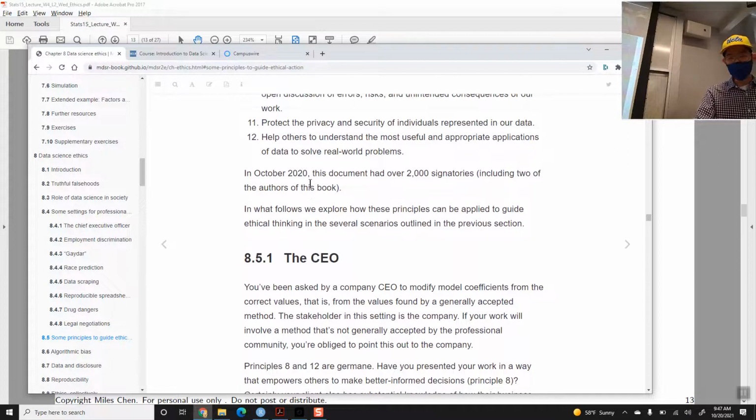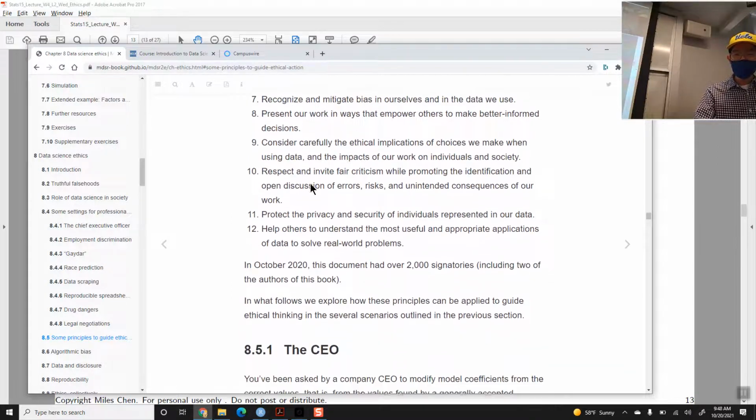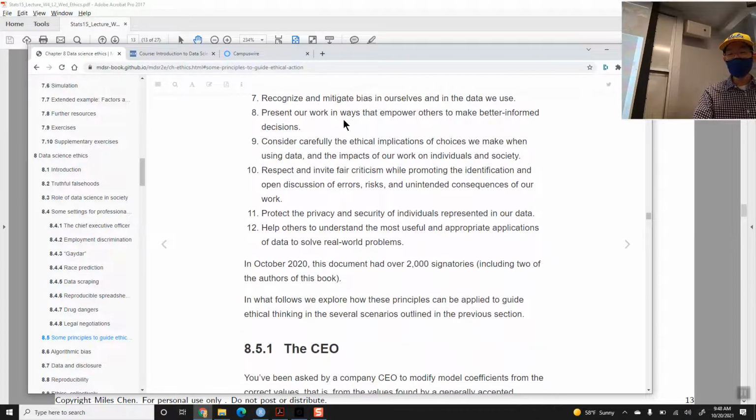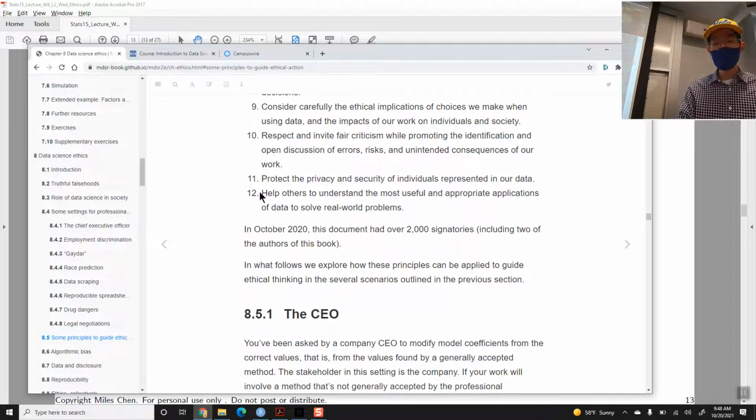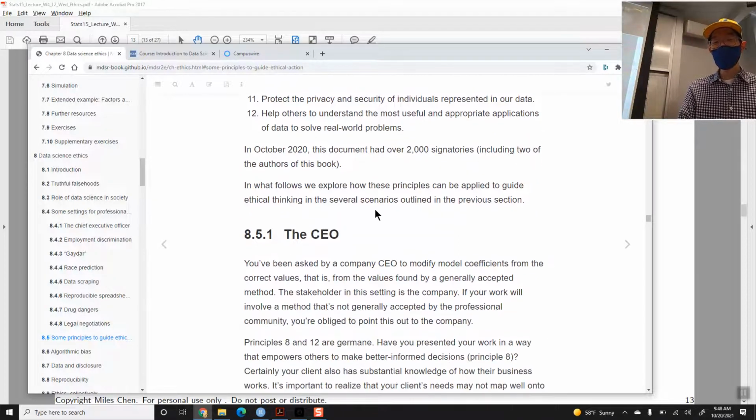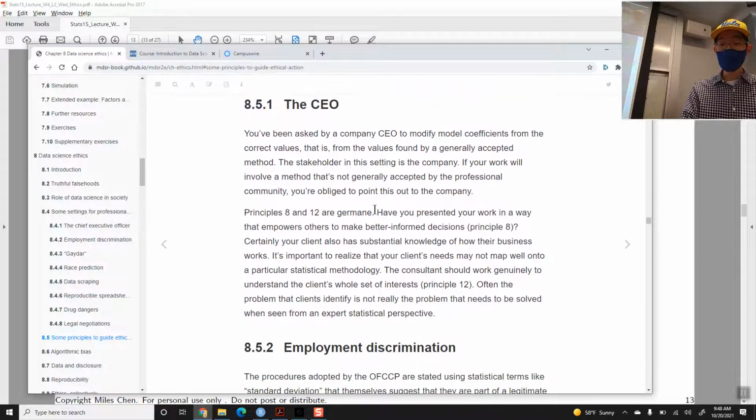And it says, okay, so consider principles 8 and 12. 8 being present our work in ways that empower others to make better informed decisions. So maybe the CEO just is not fully aware, and so we can talk about teaching the CEO what this is. All right, along with help others to understand the most useful and appropriate applications. So that's what we have, right? And so we can ask, have we presented our work in a way that help people to make good decisions?